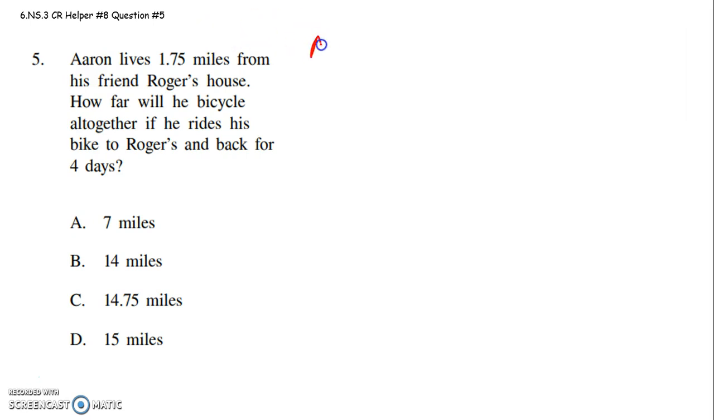So here's Aaron's house. Here's Roger's house. He goes from his home to Roger's house. That's 1.75 miles. But then at the end of his little visit, he's got to get back home. So this is 1.75 miles. So to figure out how far he goes, this would just be in one day. That's what I'm trying to figure out.